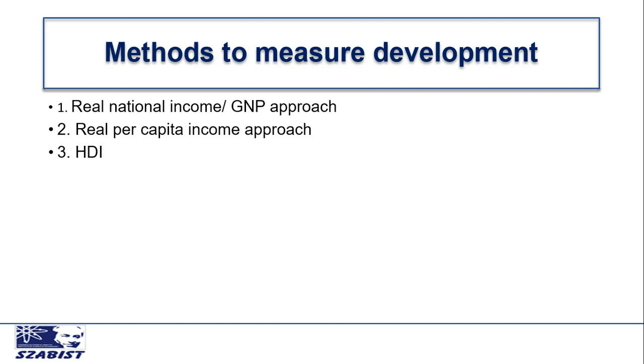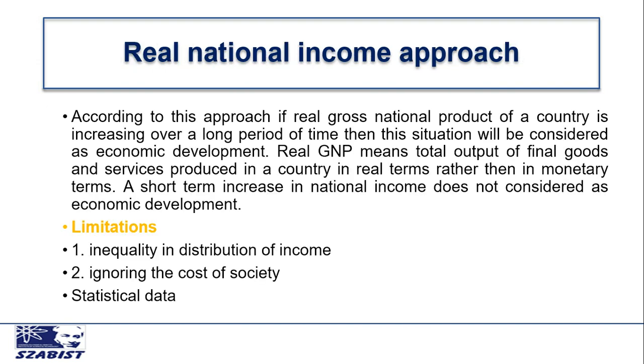In our today lecture, we are going to discuss how to measure economic development. Basically, there are three methods to measure economic development. First one is real national income approach or the GNP approach, and the second one is real per capita income approach, and the third and the most widely used method is HDI, which is known as Human Development Index. So now let's discuss each of the method one by one.